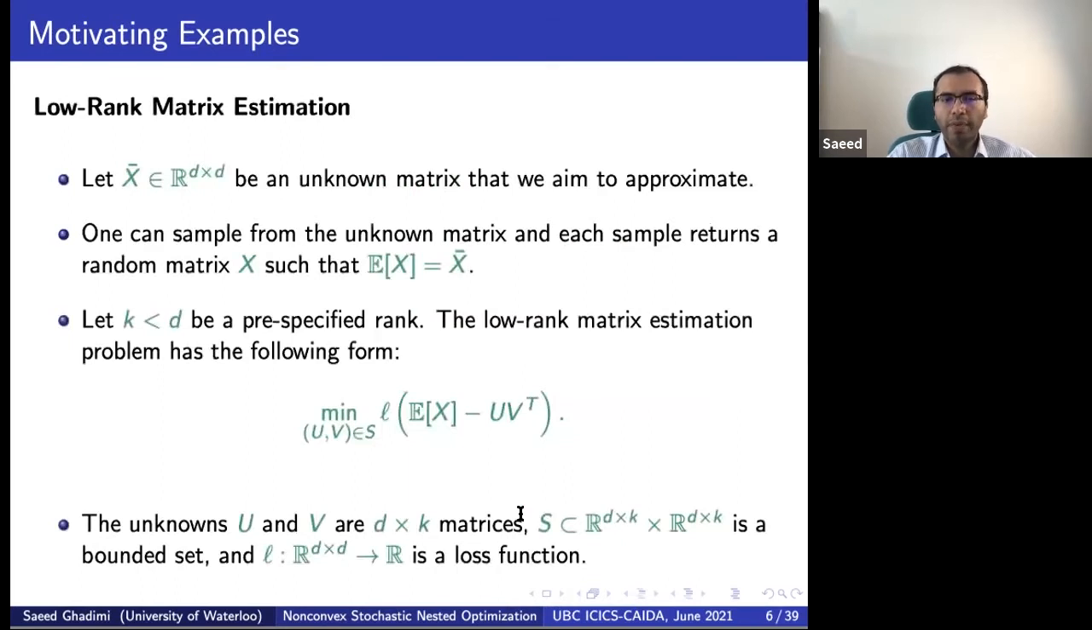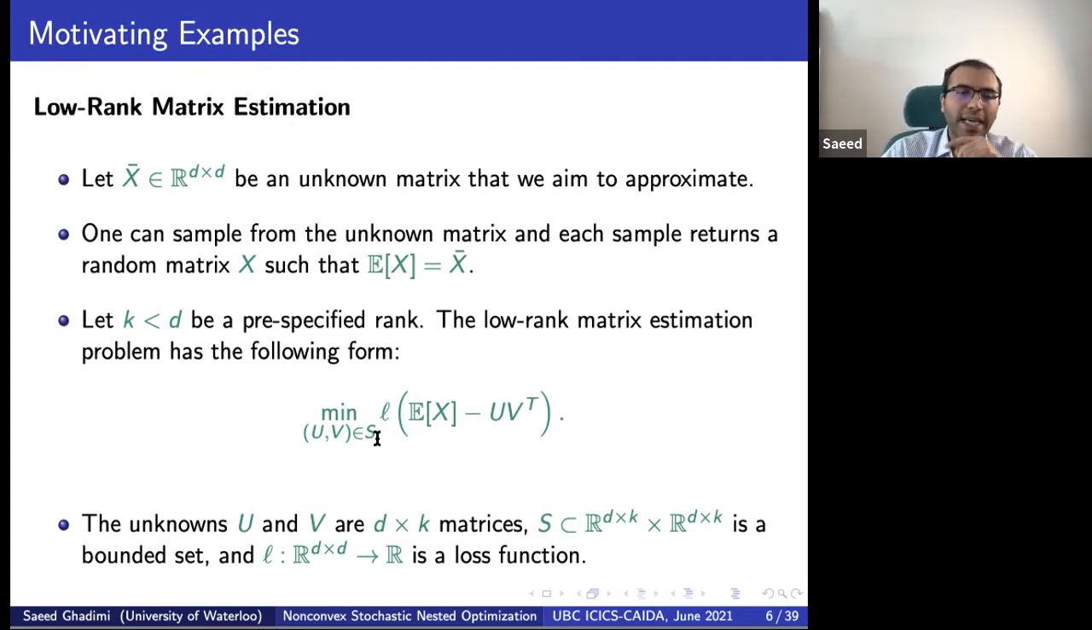The next one is low rank matrix estimation. So assume that X bar is an unknown matrix and we want to approximate it. One can sample from the unknown matrix, and each sample returns an unbiased estimator such that the expectation of X would be X bar. Now, assuming that K is less than D, a pre-specified rank, the low rank matrix estimation is minimizing this function. So here L is a loss function, and this is the difference between the expectation of X and U times V transpose, in which U and V are D times K matrices.